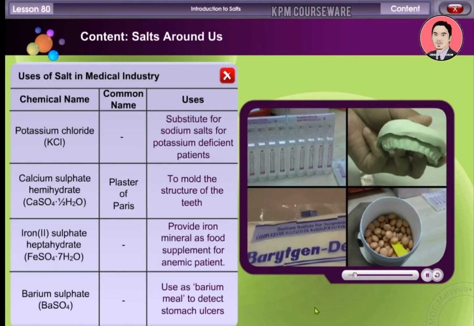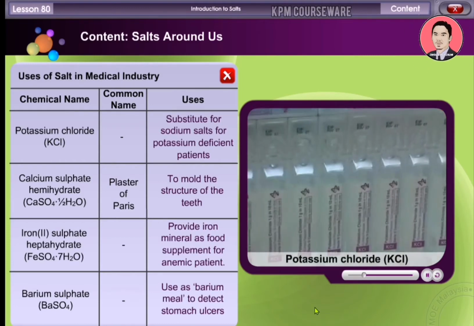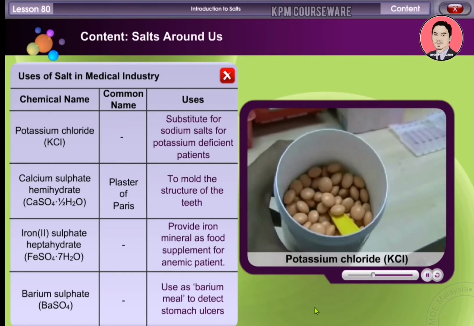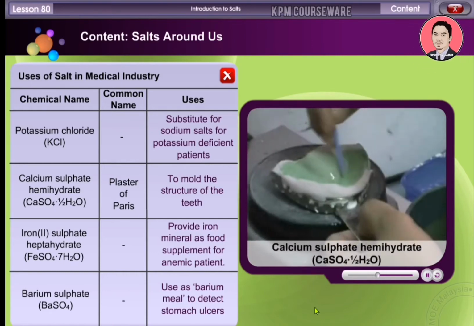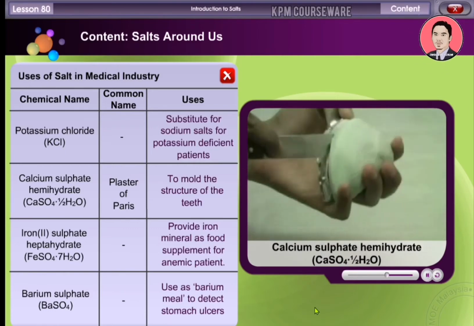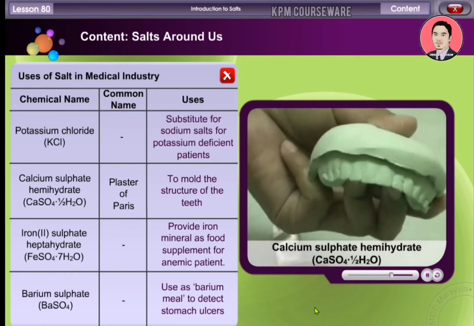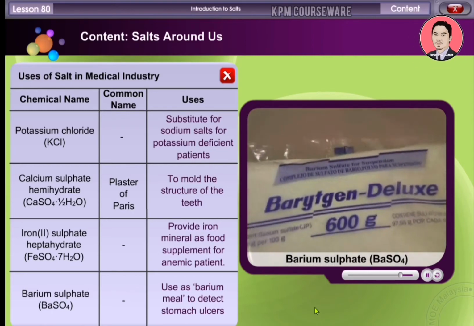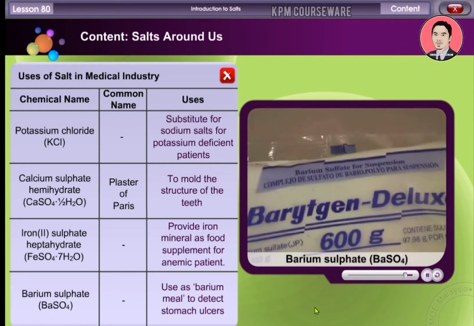Uses of salt in medical industry. Potassium chloride is a substitute for sodium salts for potassium-deficient patients. Calcium sulfate hemihydrate is used to mold the structure of the teeth. Barium sulfate is used as barium meal to detect stomach ulcers.